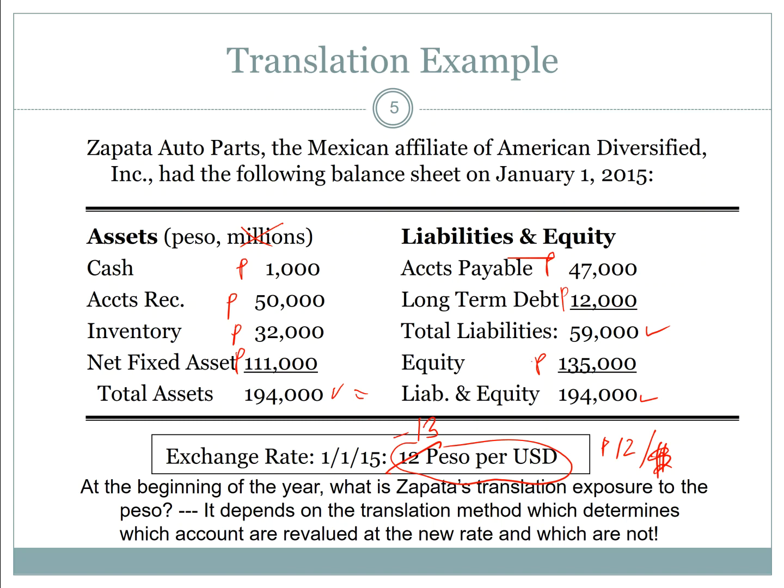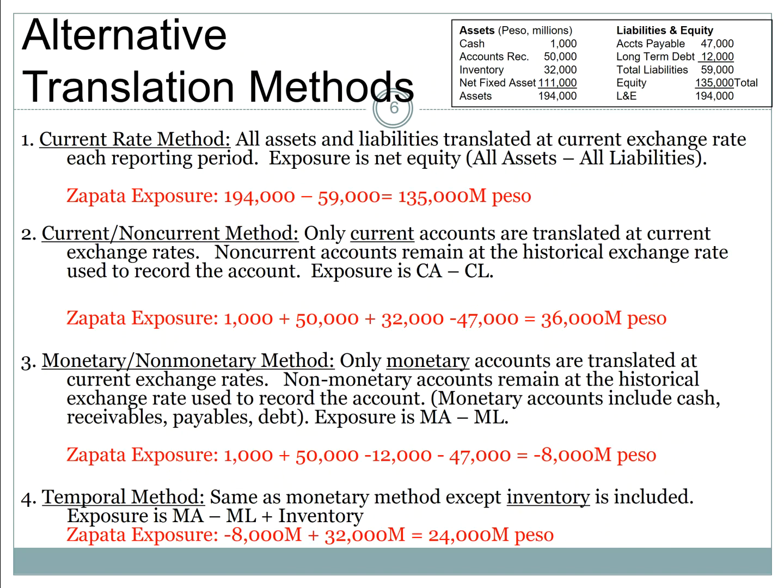And if there is a loss in value, does it have to report it in the income statement? So to do that, we need to talk about a translation method. A translation method is simply a method that tells you which accounts get revalued and which accounts remain on the books at the FX rate that was used when it was recorded.